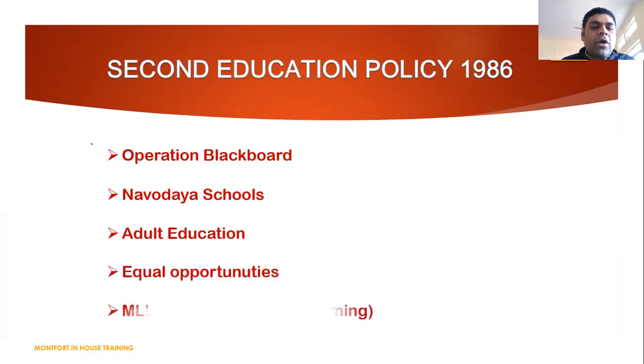Now next is equal opportunity. This is the major thing. India was trapped in casteism, and we can say India was trapped in gender problems. That's why this policy majorly concentrated on equal opportunity, so that everyone must get equal opportunity, like female, scheduled caste, scheduled tribe, and all others. Finally, MLL, that is minimum level of learning.